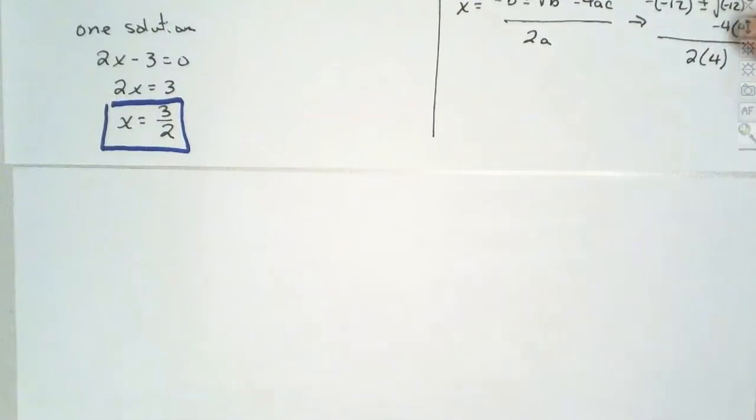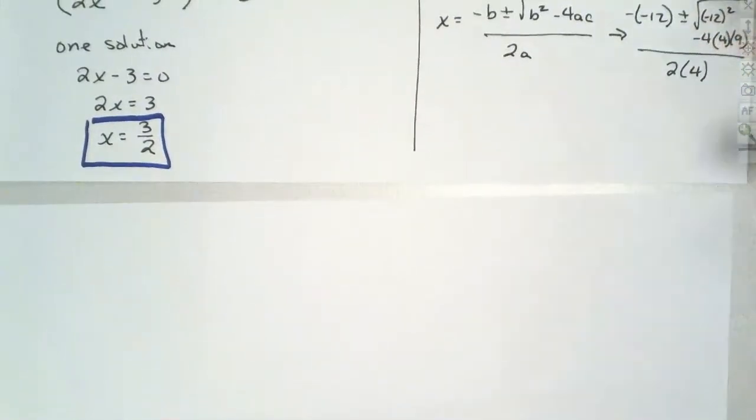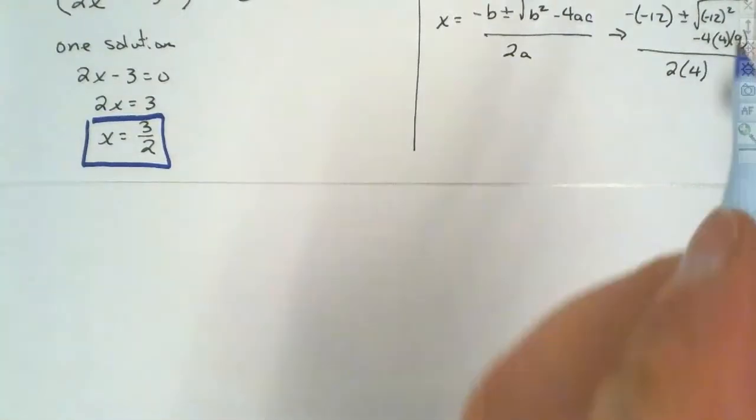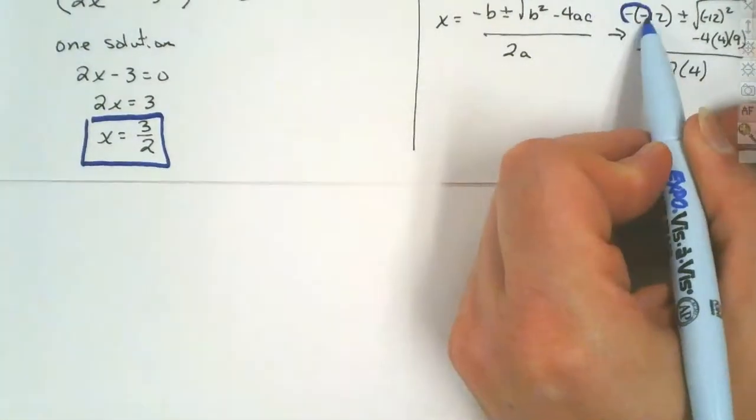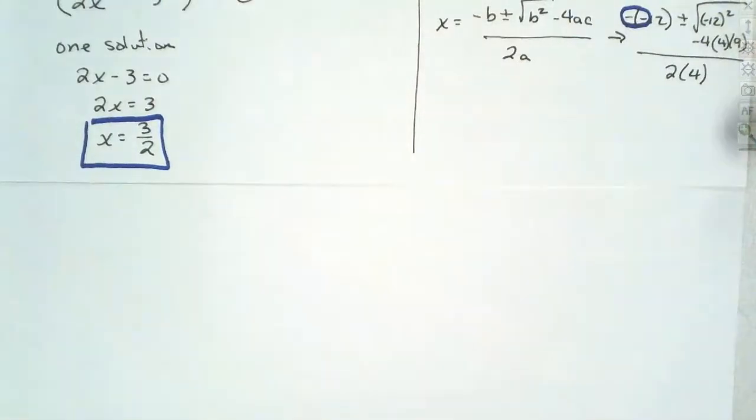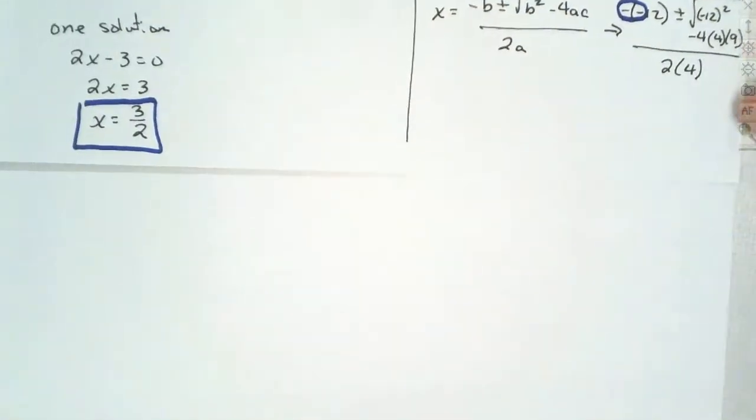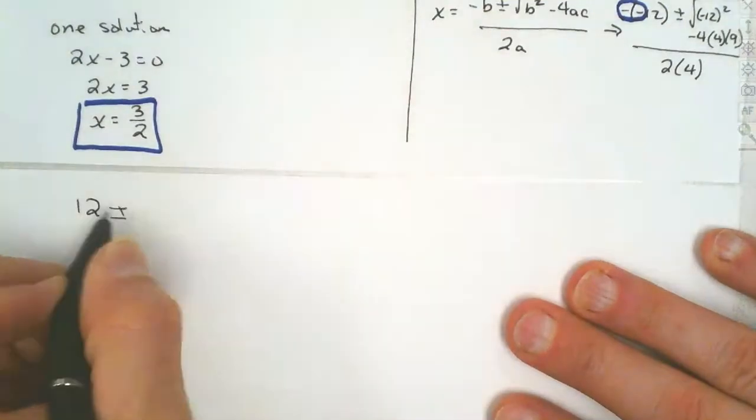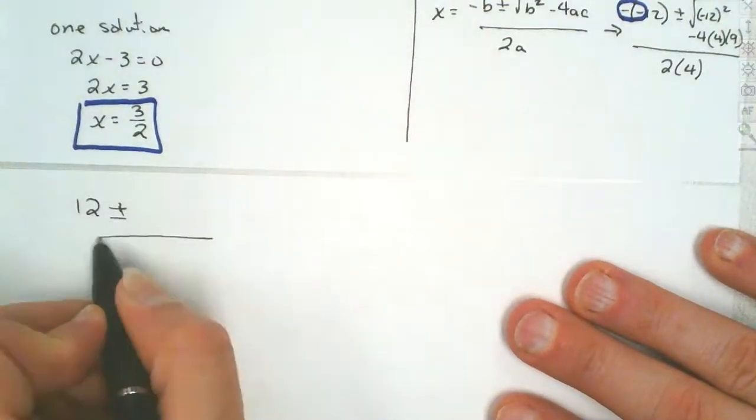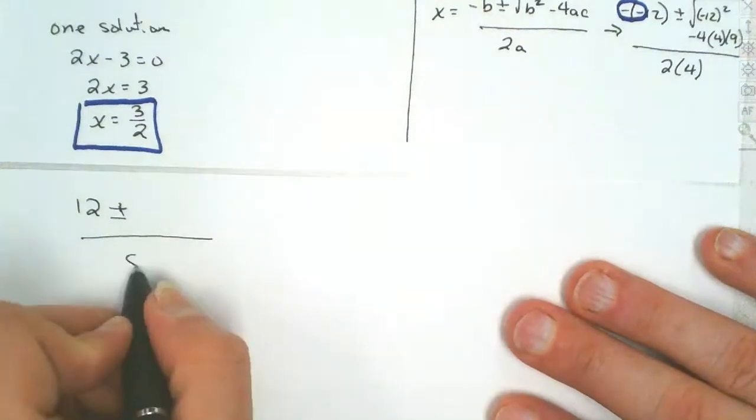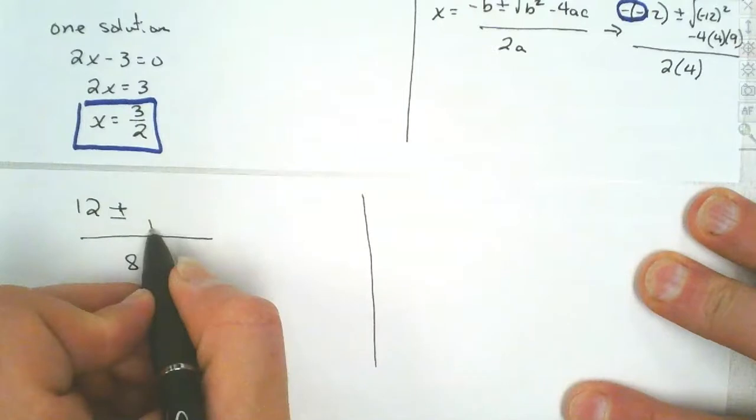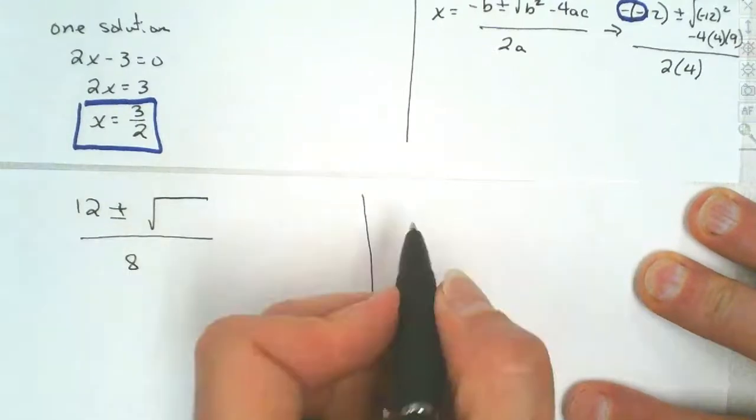So now let's go ahead and clean this up a bit. Double negative at the 12. That's going to make that a positive. We've got our plus or minus. 2 times 4 makes it an 8. We still have our square root. And let's look at our discriminant.